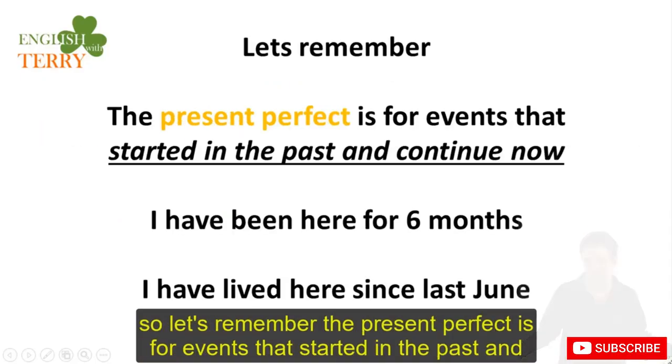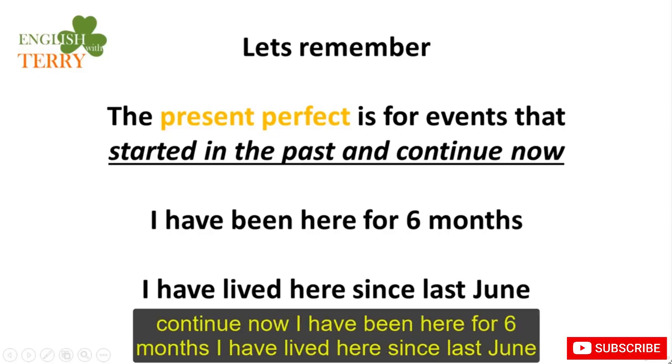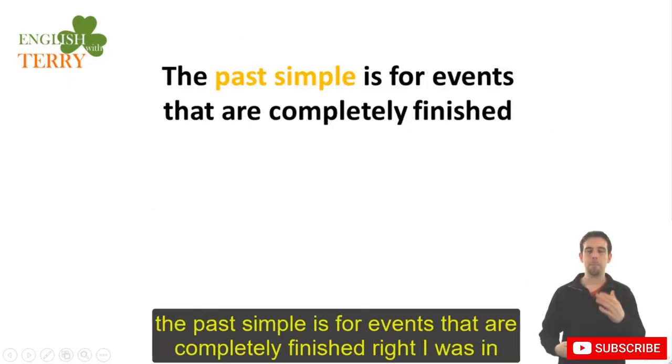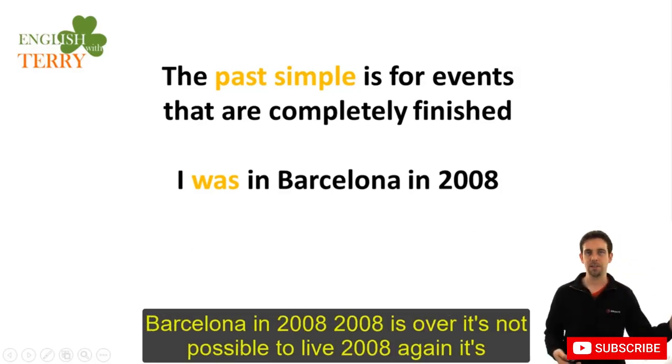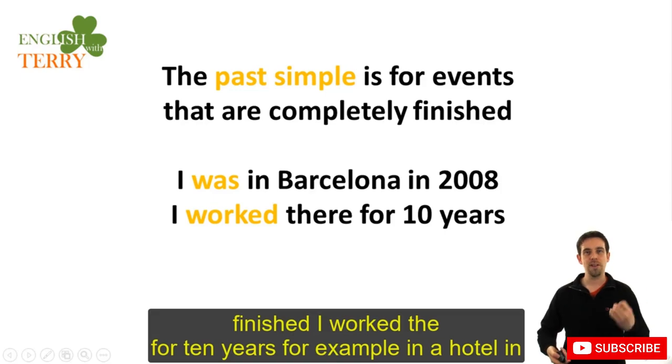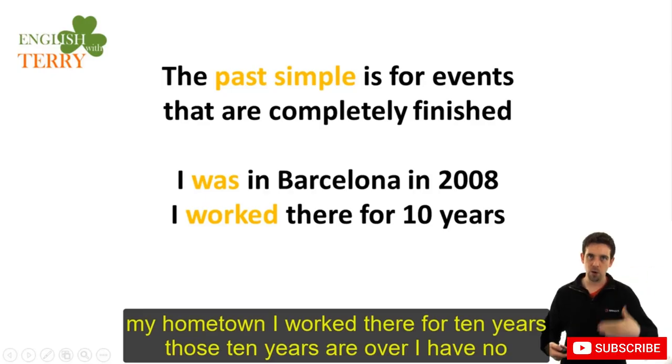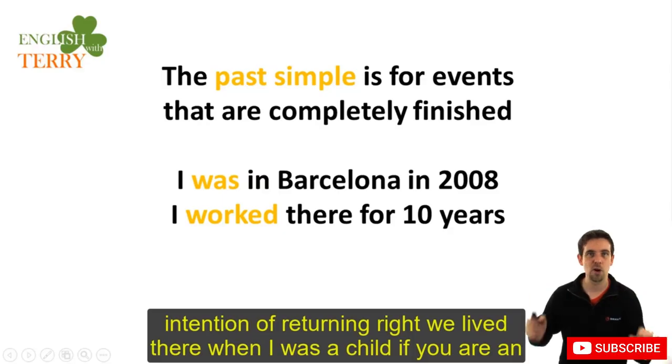Wrong, incorrect. So let's remember, the present perfect is for events that started in the past and continue now. I have been here for 6 months. I have lived here since last June. The past simple is for events that are completely finished, right? I was in Barcelona in 2008. 2008 is over. It's not possible to live 2008 again. It's finished. I worked there for 10 years. For example, in a hotel in my hometown, I worked there for 10 years. Those 10 years are over and I have no intention of returning, right?